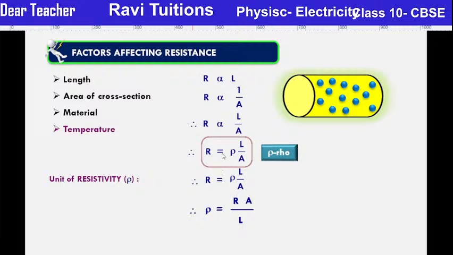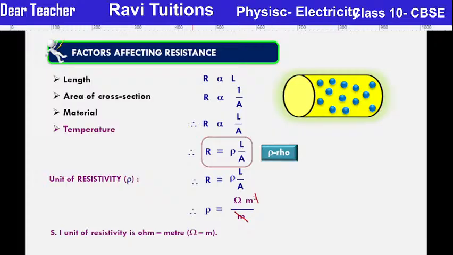From the equation, if you make rho the subject, rho is equal to R A by L. So resistance is in ohm, area of cross section is meter square, and L is meter. So this meter will get cancelled. It is equal to ohm meter. The unit of resistivity is ohm meter. This is also an important question in the examination or in multiple choice questions. What is the unit of resistivity? It is ohm meter.